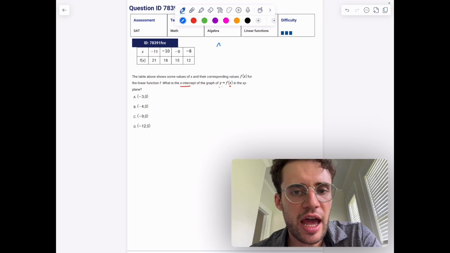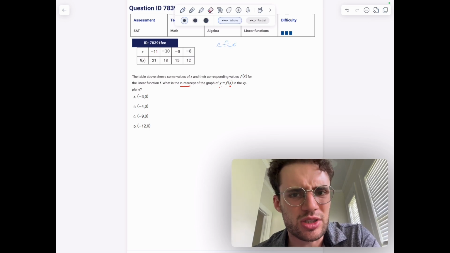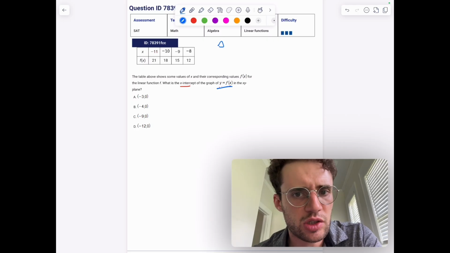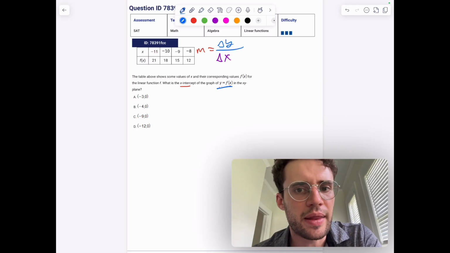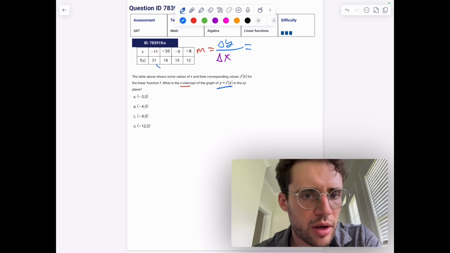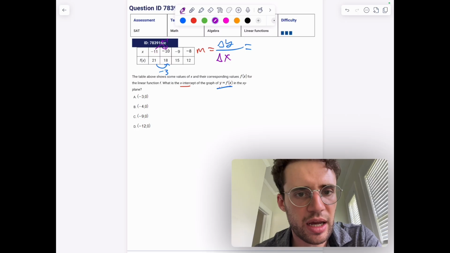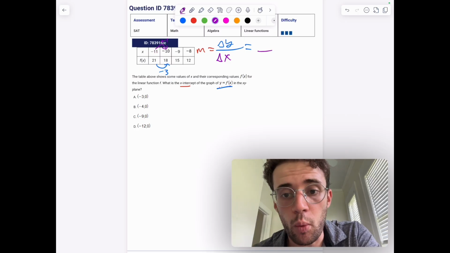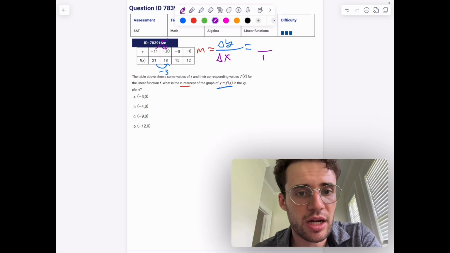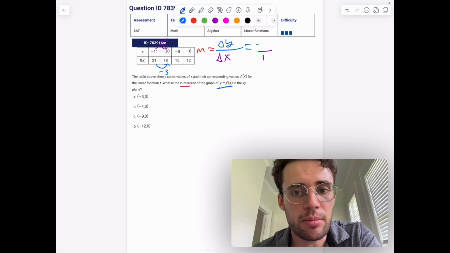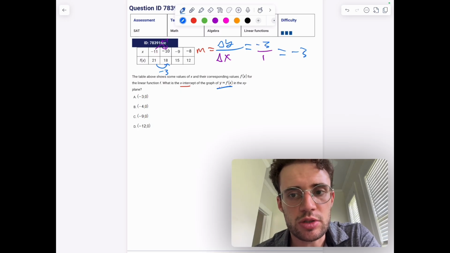Our change in f of x, or change in y, let me just do it as y, because they even said y equals f of x. Change in y divided by our change in x would be our slope. And our change in y, here we're going down by 3 when x goes up by 1. It's going from negative 11 to negative 10. It's getting less negative by 1. So it's going up by 1 in the x direction, but the y is going down by 3. So that means that our slope is equal to negative 3.